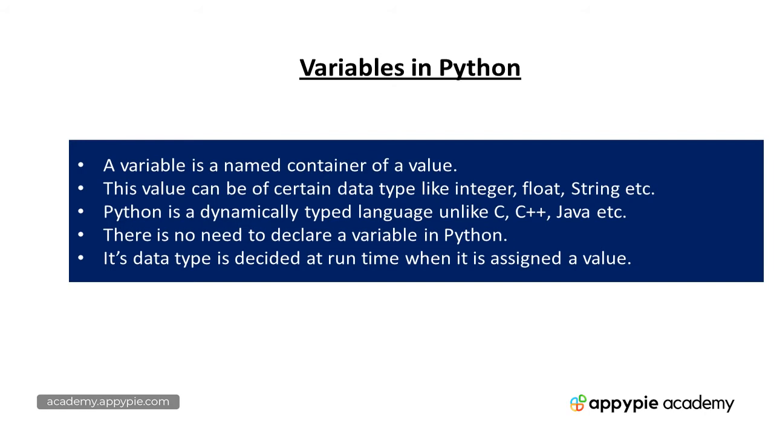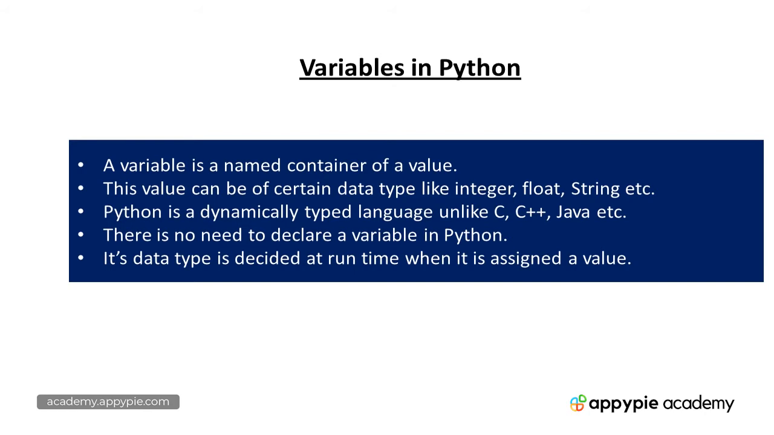Now, let me explain what is a dynamically typed language. A dynamically typed language is a language in which there is no need to declare a variable, because declaration of a variable involves specifying its data type. Now, in Python, you need not declare a variable before using it. Its data type will be decided when the value will be assigned to it.